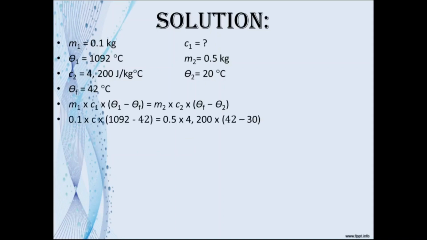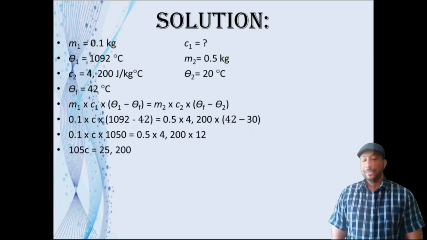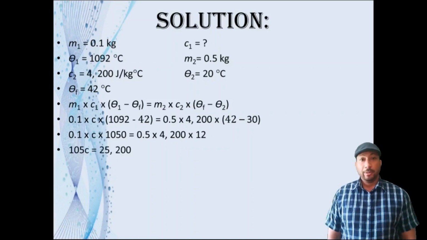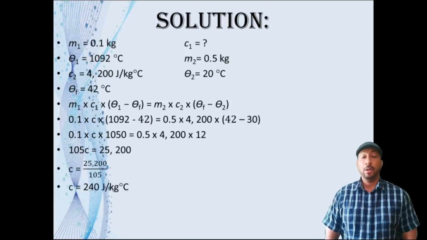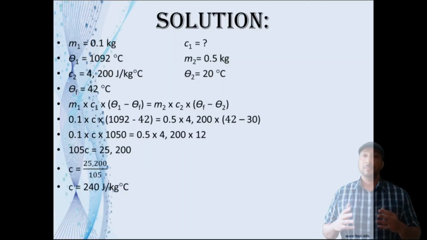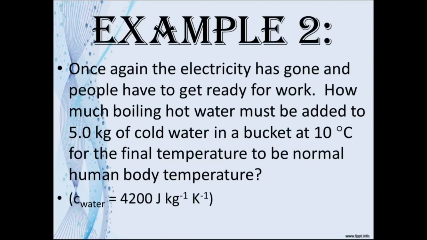So in simplifying, we'll have 1092 minus 42 giving us 1050, and 42 minus 20 giving us 22. Always simplify inside brackets first. Then 0.1 times 1050 is 105, so we have 105C equals 25,200 when we multiply all those values on the right hand side. So C will be 25,200 divided by 105, which gives us 240 joules per kilogram degrees Celsius.